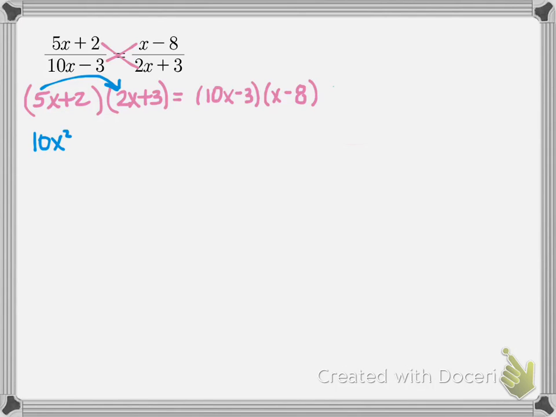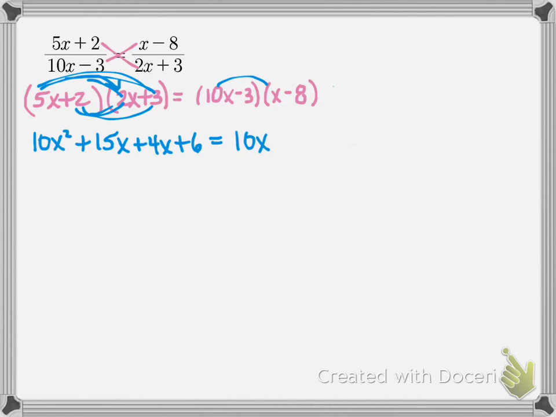That should give you 10x squared. 5x times 3 is 15x. 2 times 2x is 4x. And 2 times 3 is 6. Okay, I know it's been a while since we've really been practicing this, so don't do your first and your last, but remember to do all of it, or draw your box. Okay, so I'm going to do this one a little bit faster. That is 10x squared, negative 80x, negative 3x, and positive 24.